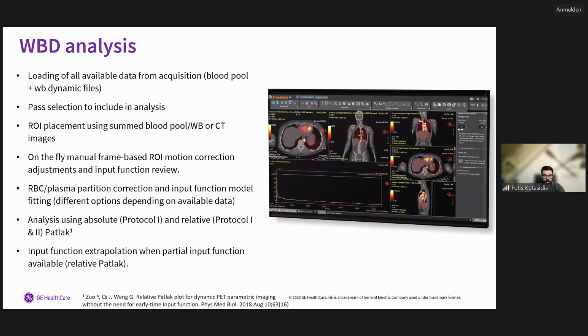We also have included two analysis protocols, the normal Patlak analysis, but we also have incorporated the relative Patlak analysis based on using protocol number 2, where you don't inject the patient on the scanner. So effectively you end up with relative Ki images.